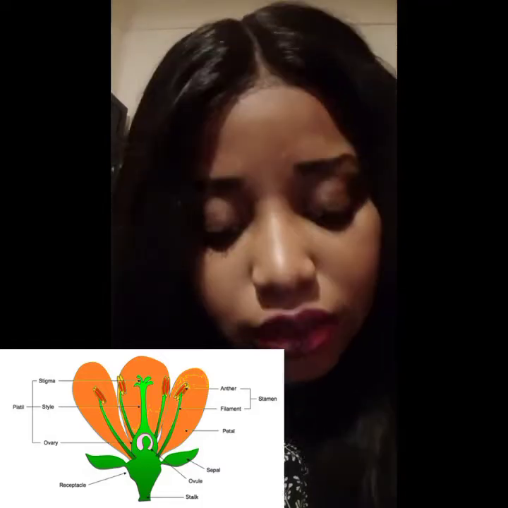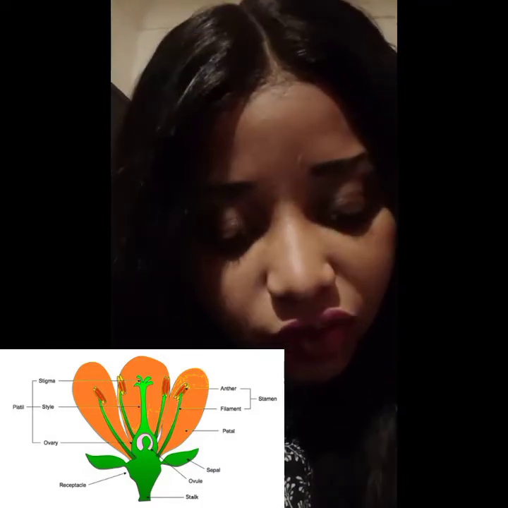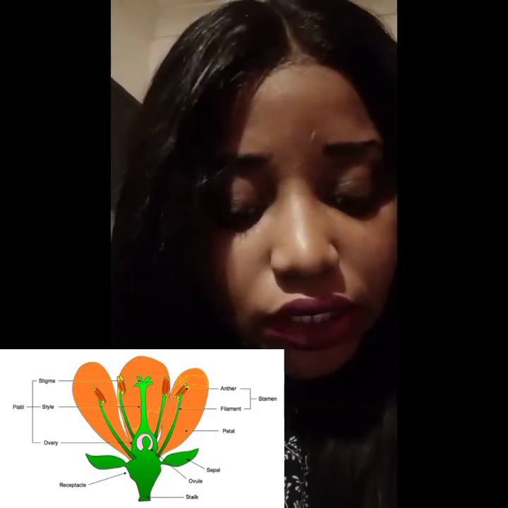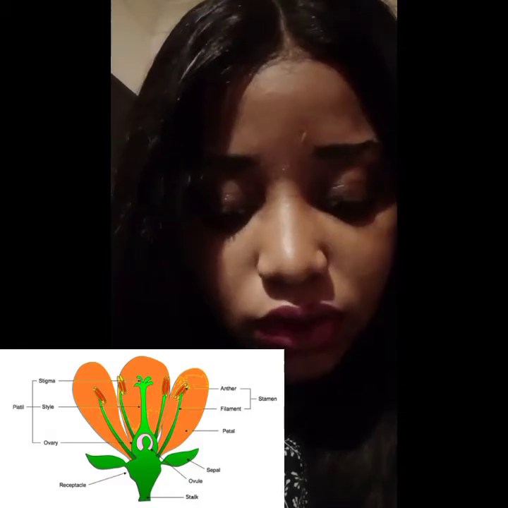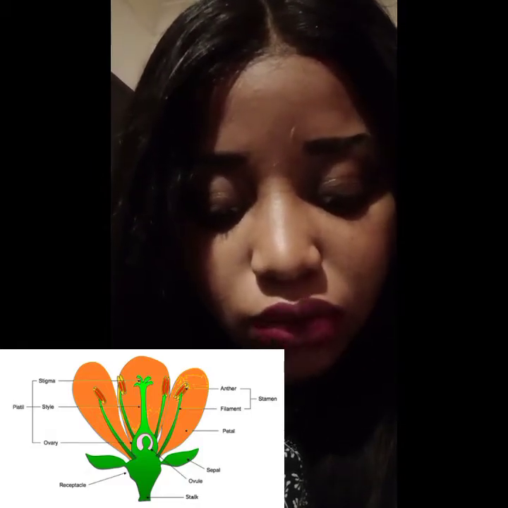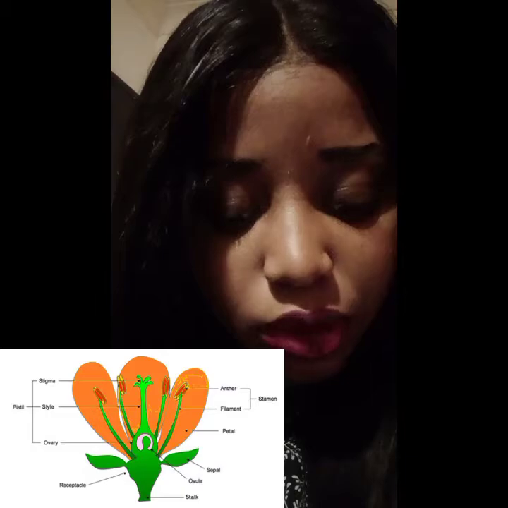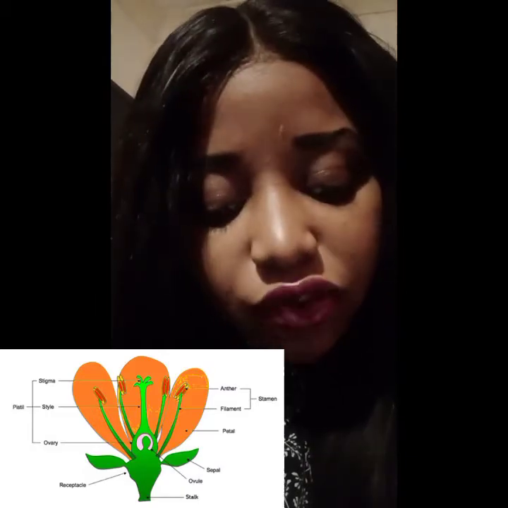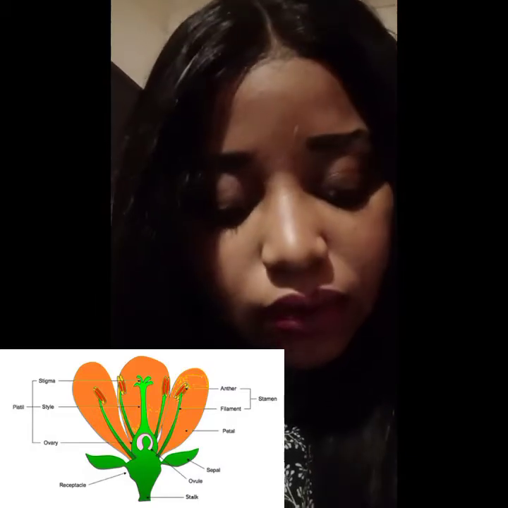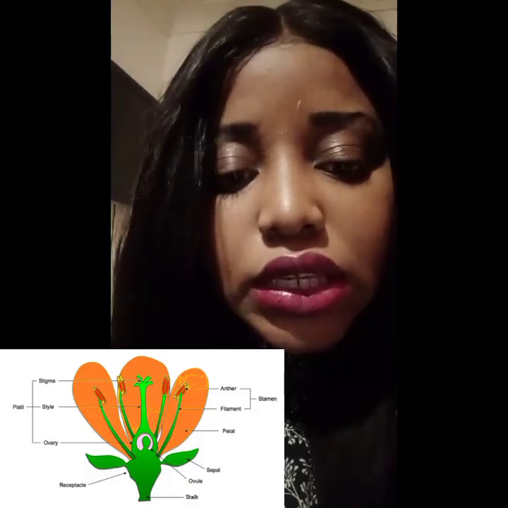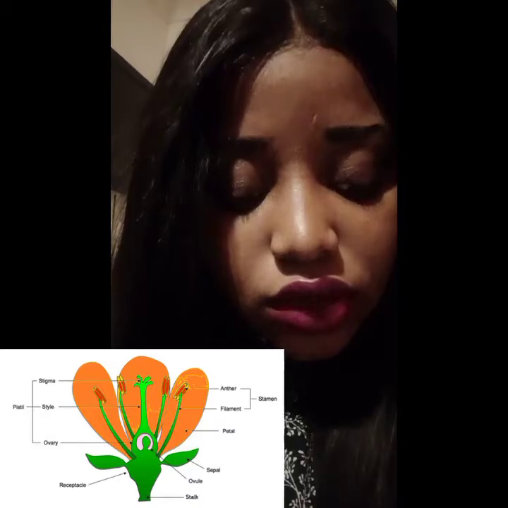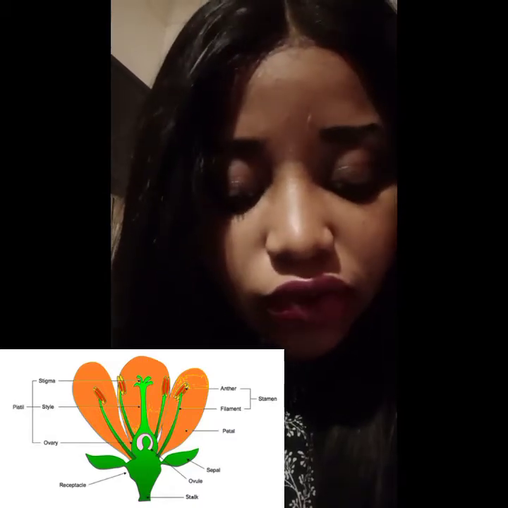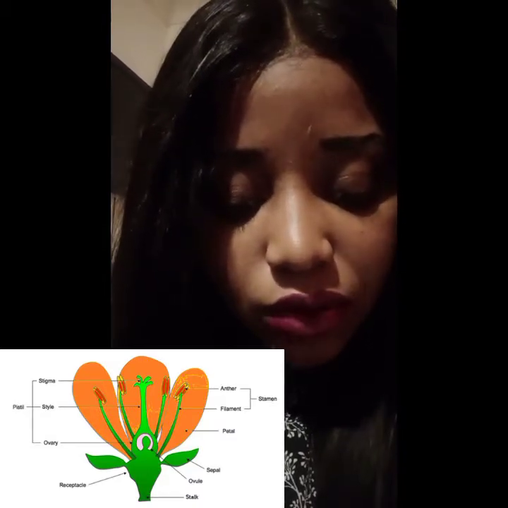The stamen is the male reproductive organ of a flower. The stamen consists of two parts, anther and filament. The male gametes, which are found inside the pollen grains, are produced in the anther part. The pistil is the female reproductive organ of a flower and is composed of stigma, style, and ovary. The ovary contains ovules, and the female gametes are found in the ovules of a flower.